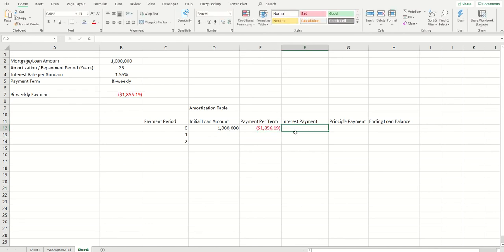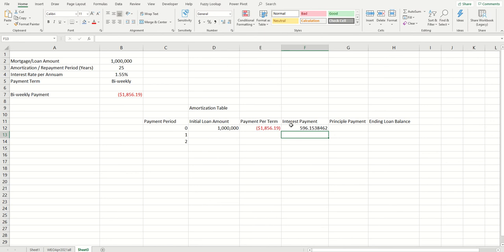And then the interest payment would be the initial loan amount multiplied by the interest rate. But remember, you have to change the interest rate to the periodic interest rate. So how you do it is within brackets, select the interest rate, divide by 26, right? Because we're doing bi-weekly.